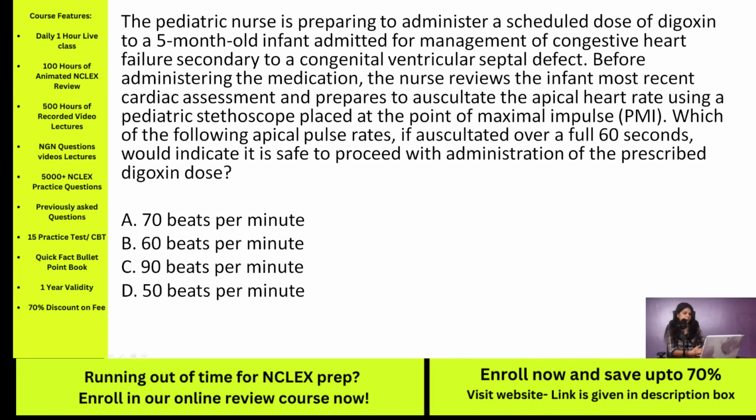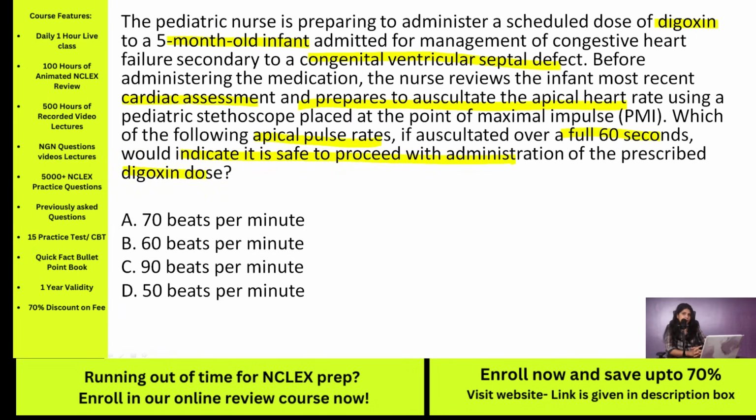The pediatric nurse is preparing to administer a scheduled dose of digoxin to a 5-month-old infant admitted for management of congestive heart failure secondary to a congenital ventricular septal defect. Before administering the medication, the nurse reviews the infant's most recent cardiac assessment and prepares to auscultate the apical heart rate using a pediatric stethoscope placed at the point of maximal impulse. Which of the following apical pulse rates, if auscultated over a full 60 seconds, would indicate it is safe to proceed with administration of the prescribed digoxin dose?